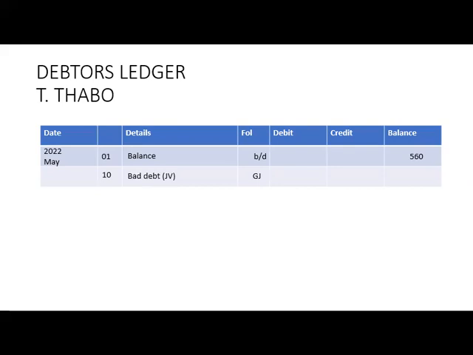So you know that when it comes to the debtors ledger, it goes up on the debit side and it goes down on the credit side. Here it'll go down by 560. At the end, we'll say 560 balance minus 560 credit. At the end, T-Table will not be owing us anything. Okay, got it?